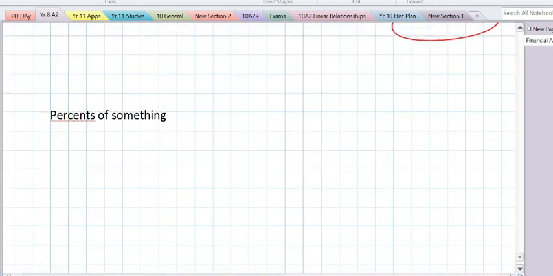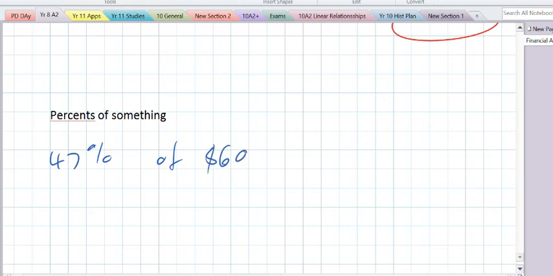Alright, how do you find the percent of something? So let's say we want to find 47% of $60. 60 divided by 47. No. When we see of in maths, what does that often mean? Times. Yes, good. You convert the percent to a decimal, so 0.47, we multiply it by 60.